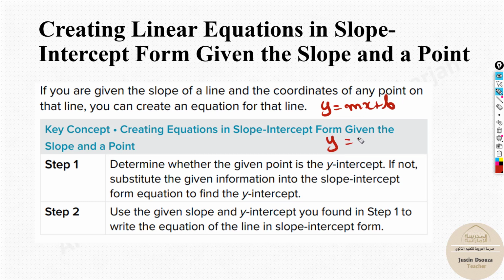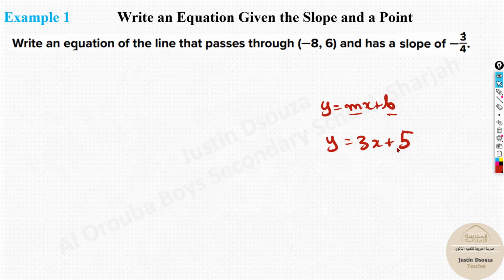If an equation is given as y is equal to 3x plus 5, this 5 is the y-intercept, 3 is the slope. So all you need is the y-intercept value, the b value, and the m value to write an equation. This is how we write an equation. So what we need is the b value. From the given, we can find b, and then you can write it in the slope-intercept form. We will do this now.